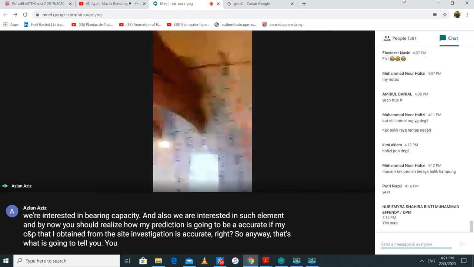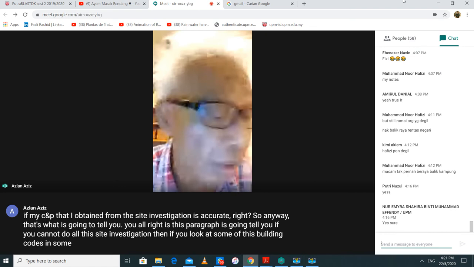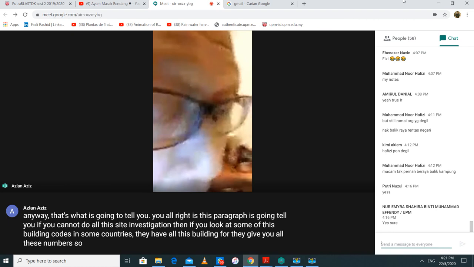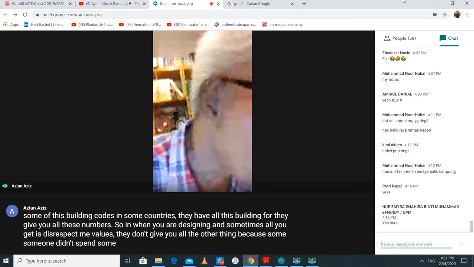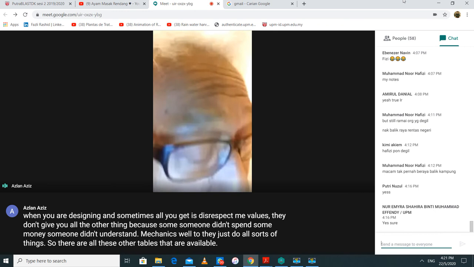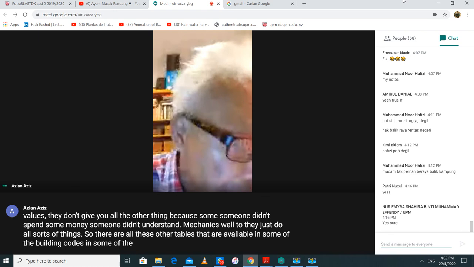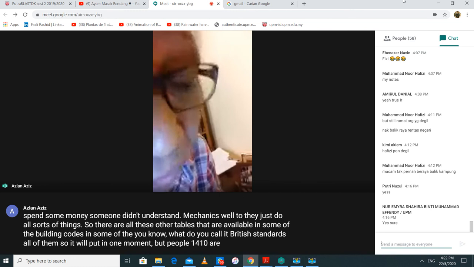This paragraph is going to tell you, if you cannot do all this site investigation, then look at some of these building codes. In some countries they have building codes that give you all these numbers. When you are designing, sometimes all you get is just SPT values, right? They don't give you all the other things, because someone didn't spend the money, or someone didn't understand soil mechanics well, so they just do all sorts of things. So there are all these other tables available in some of the building codes, in some of the British standards, all of that. Table 14.11 and table 14.10 are just indications of what those values are.